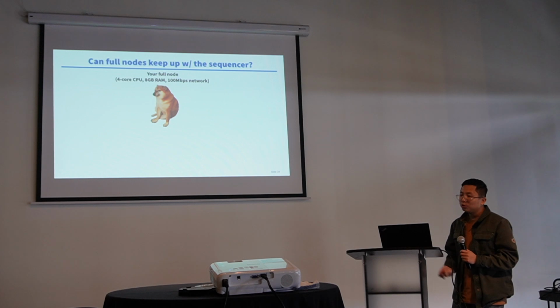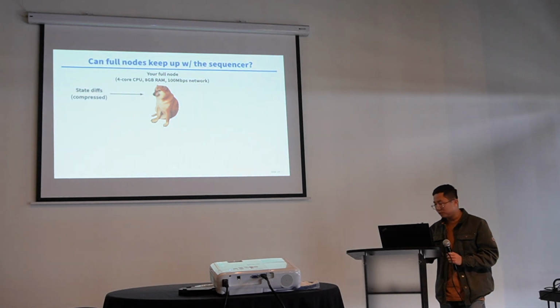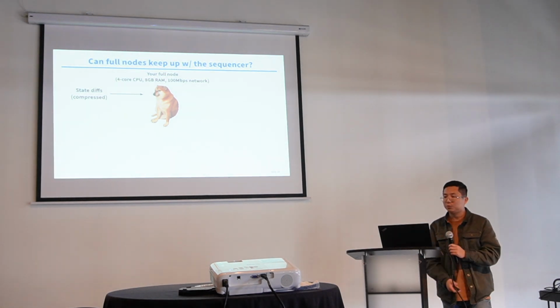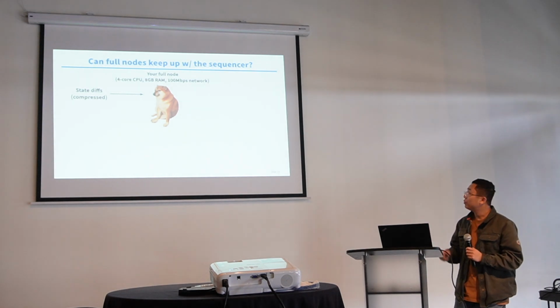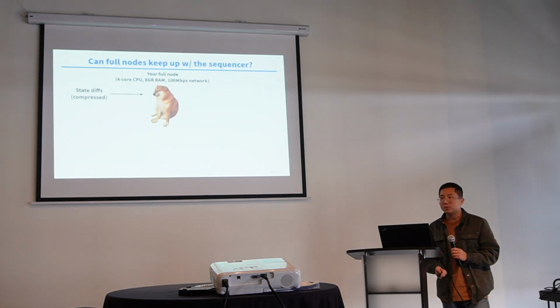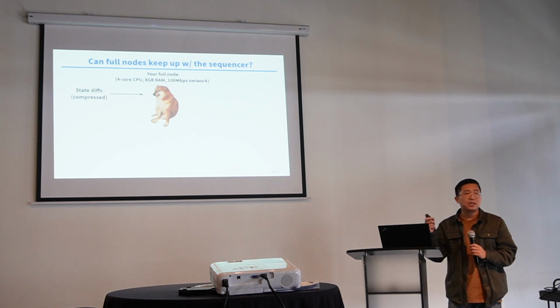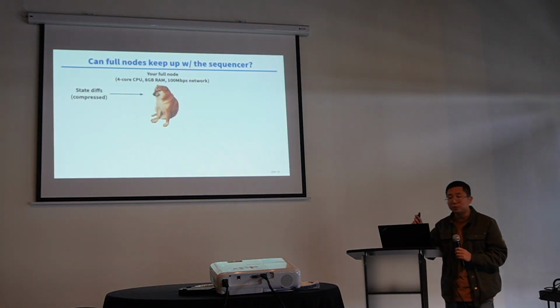First of all, L2 full nodes can rely on external proofs to check the correctness of state transition. So they don't have to re-execute the transactions themselves. They can just receive state diffs over the network advertised by the sequencer. So the nice thing about it is that the state diffs can be highly compressed, which helps save the precious network bandwidth of full nodes.